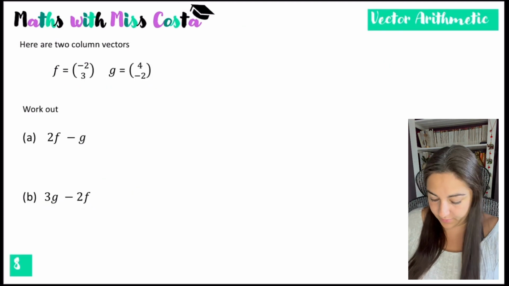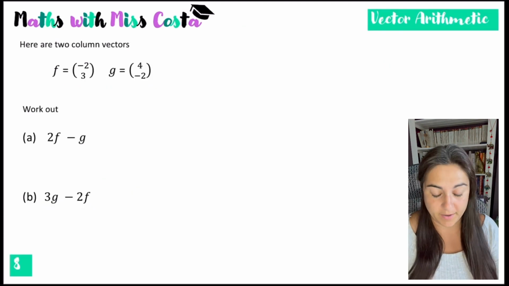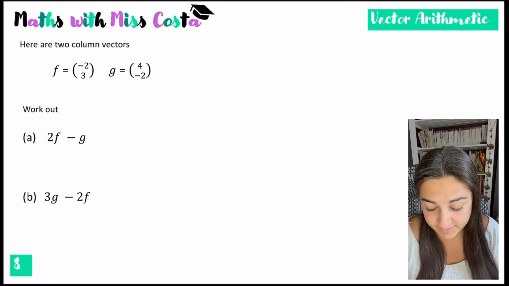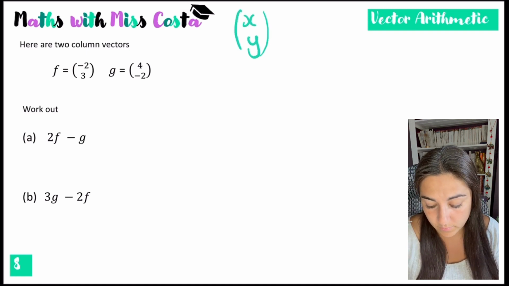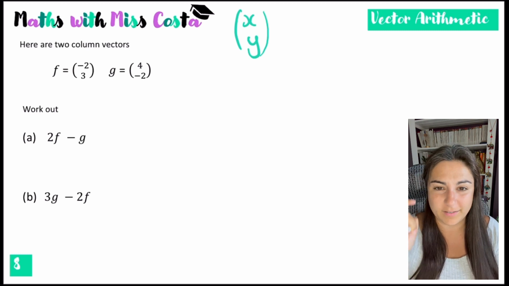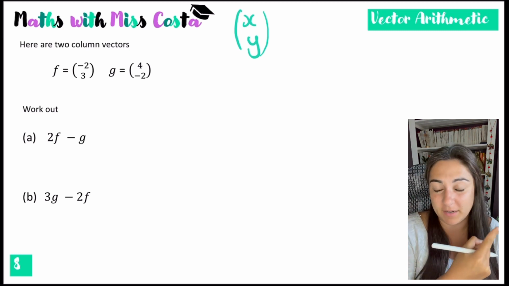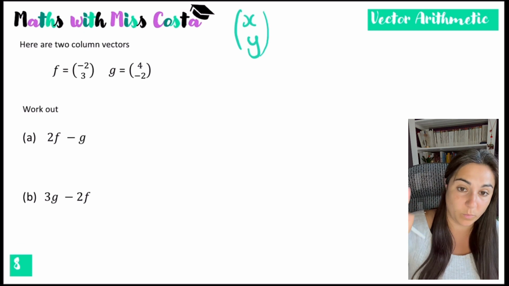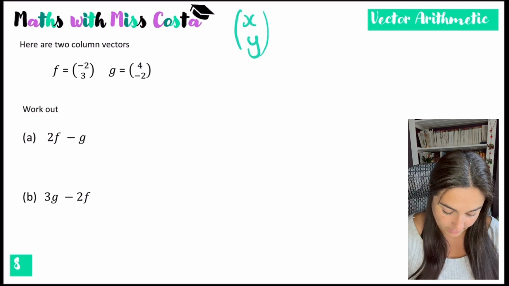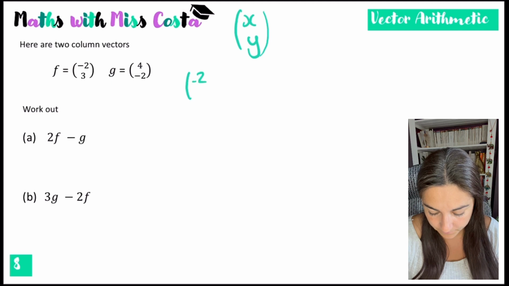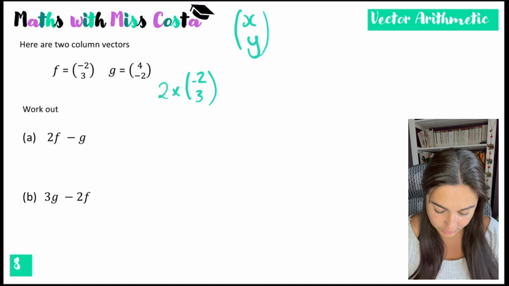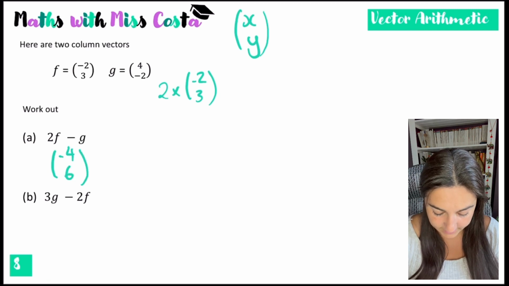And then we've got some vector arithmetic. Okay, so we've got column vectors. Now, all we do is treat them like algebra. Every column vector is just a movement. The top number is the x, so it's the movement along the x-axis. The bottom number is the movement along the y-axis. So if f is (-2, 3), 2f would be 2 times this. So 2 lots of -2 would be -4. 2 lots of 3 would be 6. So 2f would be (-4, 6).